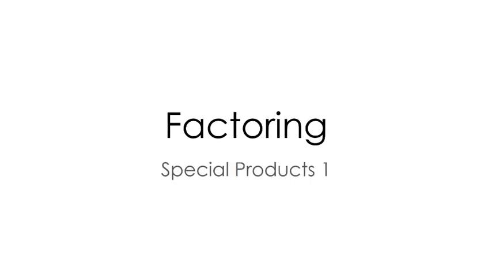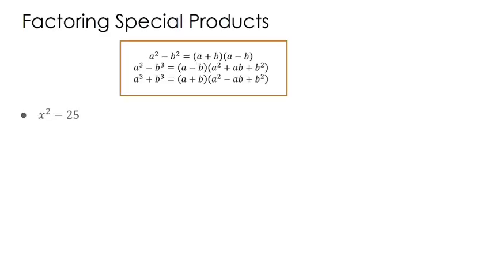In this video, we're going to factor special products. Specifically, we're going to factor special products that take these three forms. This one's called the difference of squares, and I would write down these names. This one's called the difference of cubes, and this one's called the sum of cubes. I think those names are pretty self-explanatory. Difference means subtraction. Sum means addition.